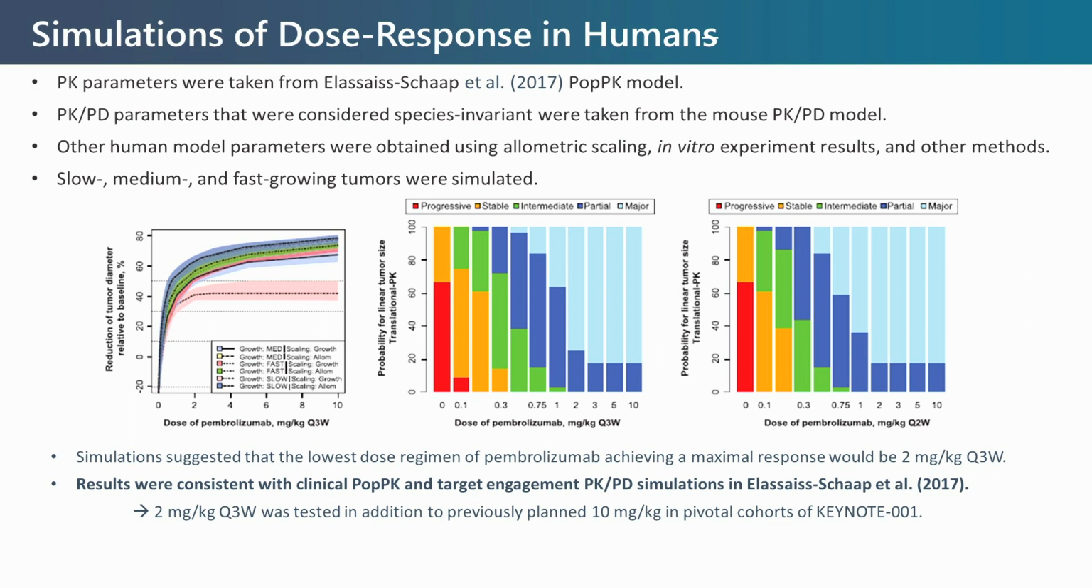Therefore, the 2 milligrams per kilogram every 3-week dose was tested in pivotal cohorts of KEYNOTE-001, in addition to the originally planned dose of 10 milligrams per kilogram.